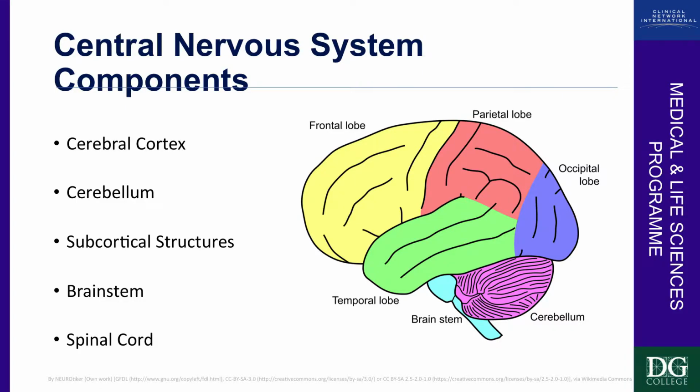The largest area is called the cerebral cortex. This region at the back in pink is called the cerebellum. Underneath this cerebral cortex are subcortical structures, sub meaning below, cortical referring to the cortex, such as the hypothalamus, the pituitary gland, the thalamus, the amygdala. All these things we'll look at during the course of the lecture.